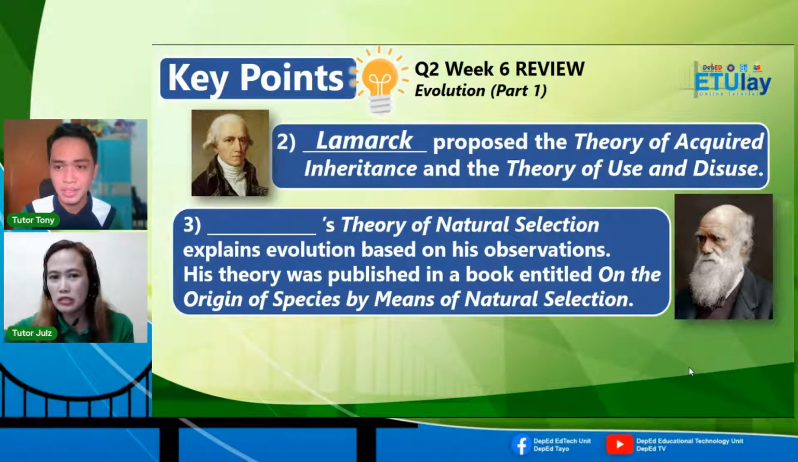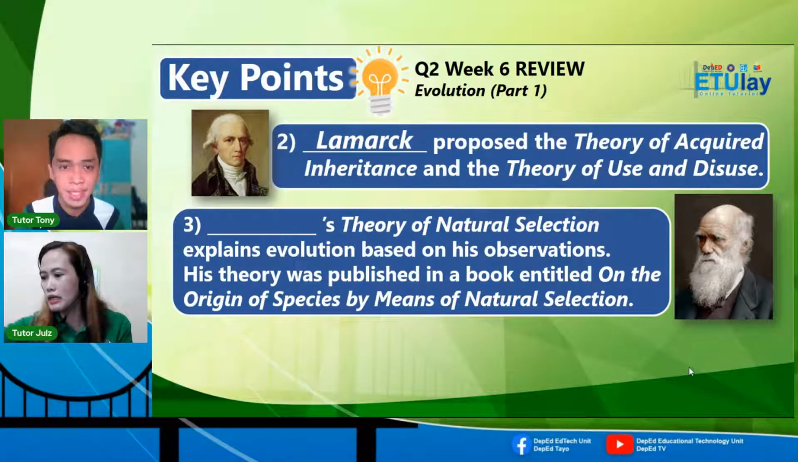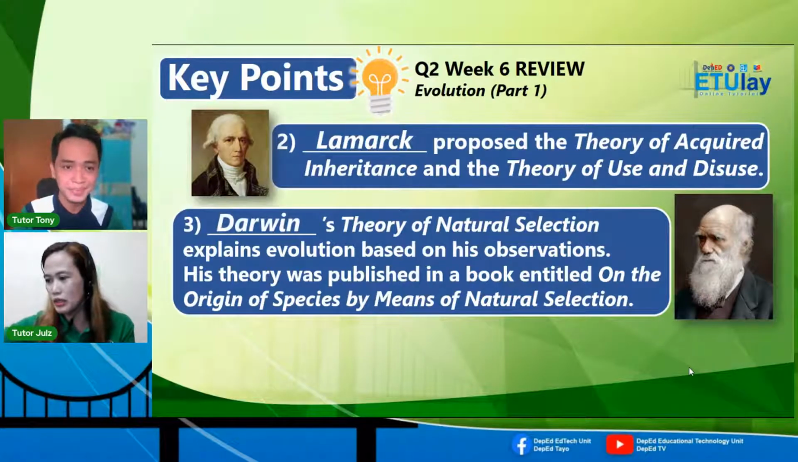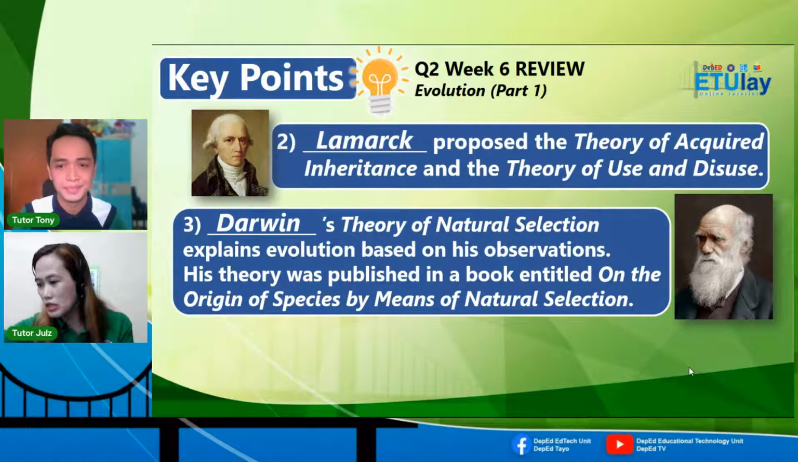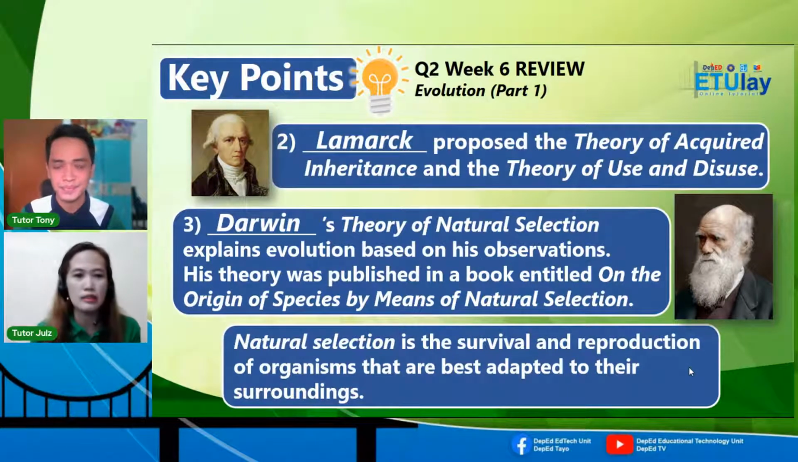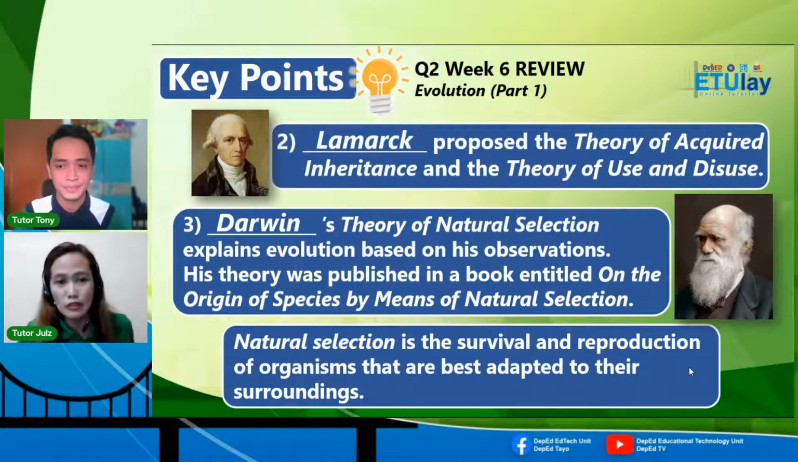For number 3, the theory of natural selection, who would have known this particular scientist? Yes, Mary Grace Bejo, he is none other than Charles Darwin. Charles Darwin, says Mary Ramel Tesorero too. You're right. So, natural selection is the survival and the reproduction of organisms that are best adapted to their surroundings.